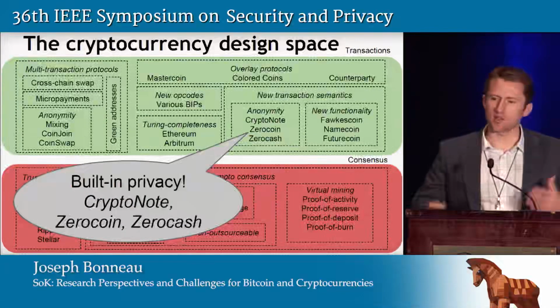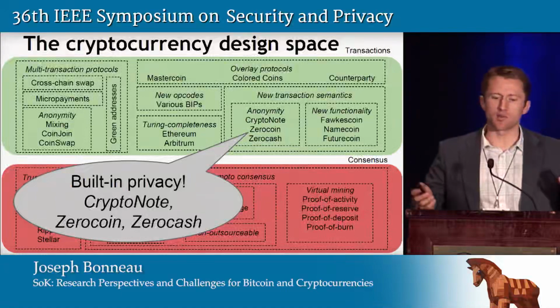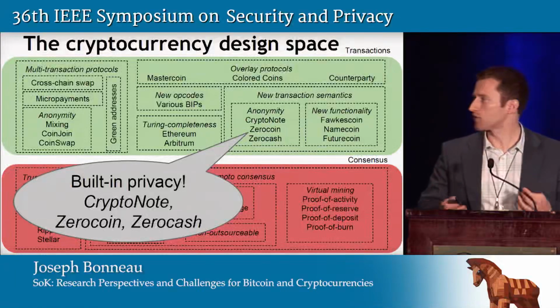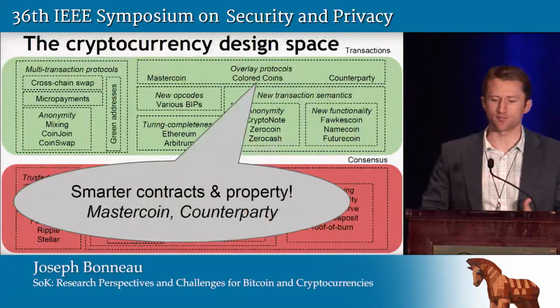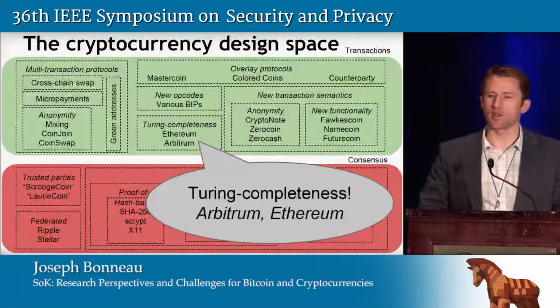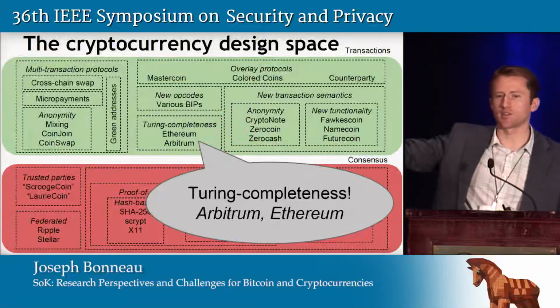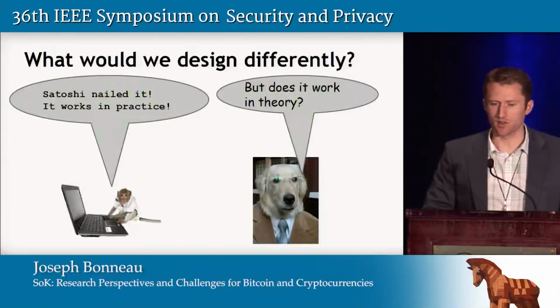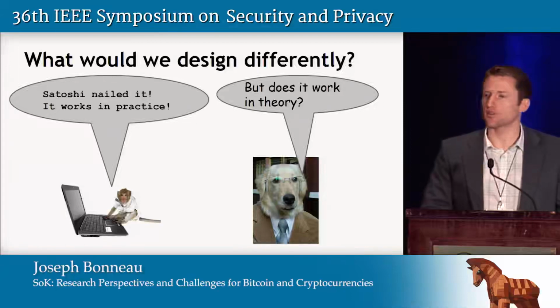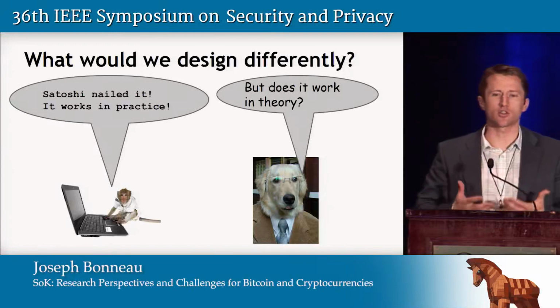And then at the transaction layer, this is where everybody's dreaming about how much cool new stuff can we build? Can we have really strong absolute guarantees of privacy? Can we build cool new functionality like distributed PKI or DNS? Really smart contracts and property. And like I said, Turing completeness. Can we take this all the way to the limit so that we can do anything we can imagine in the cryptocurrency?